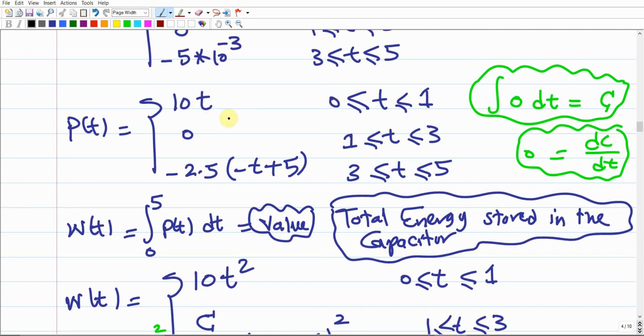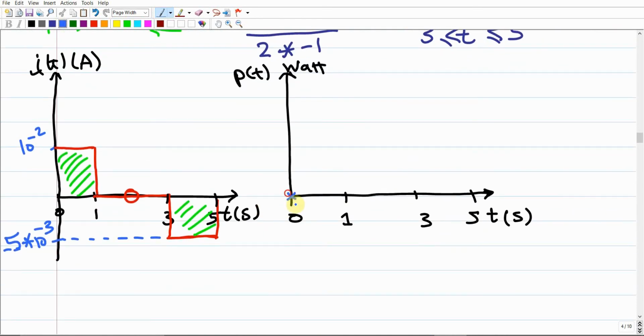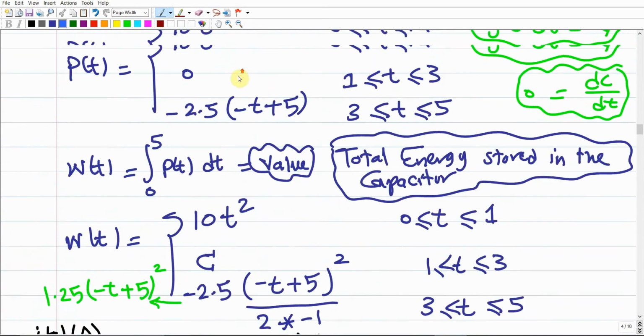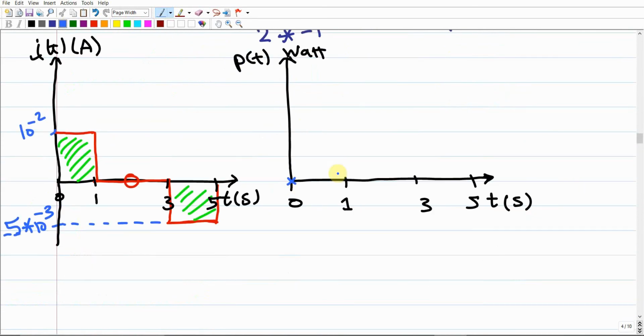If you substitute for the time equals 0, this is going to give us 0. So the first point here over this axis, it should be 0. When t equals 0, the power should be 0. The same thing, when t equals 1, the power should be 10. Substitute 0 and 1, because these are the limits of the time period. So if you plug t equals 1, this is going to give us 10 watt as a power. Makes sense?